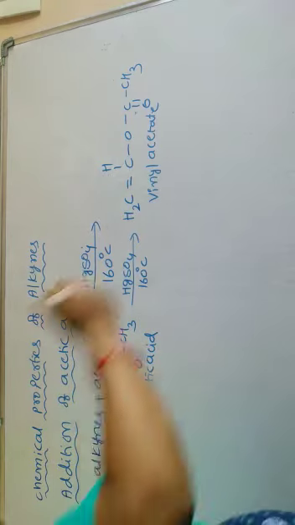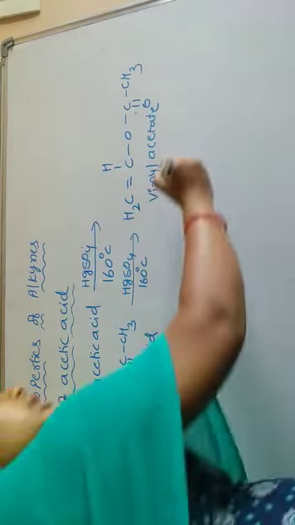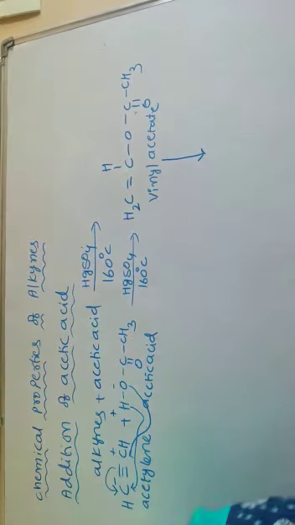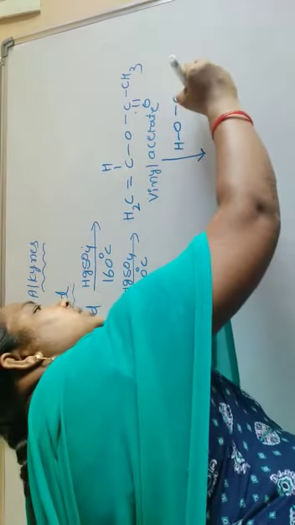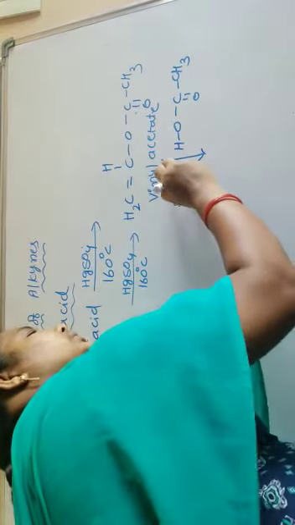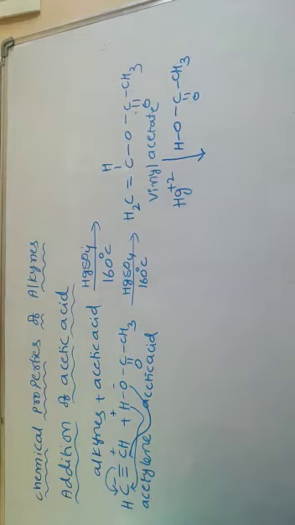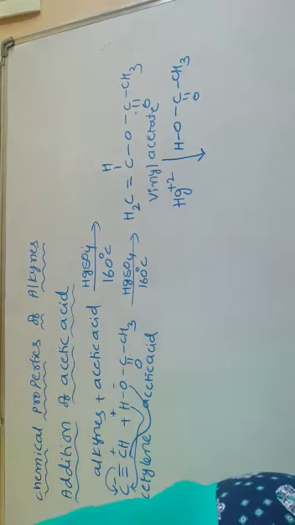Okay, and vinyl acetate contains one more pi bond, so addition of another acetic acid is possible. Addition of another acetic acid is possible in the presence of mercuric sulfate. Due to the combining of 1 mole of acetic acid with vinyl acetate, it forms ethylidene acetate. So H is attached to this carbon and O is attached to the second carbon.